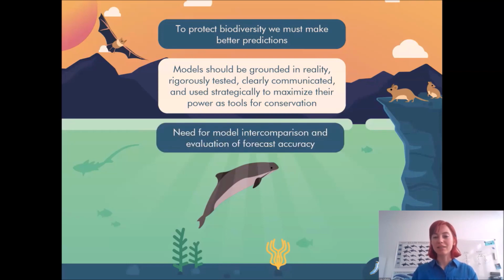But additionally, I think, especially in ecology, there's really a desperate need for model intercomparison and the evaluation of forecast accuracy. And I wish I could show results about that, but this is not something I've been able to do too much of yet, but I hope to be able to continue in that direction going forward in future positions.